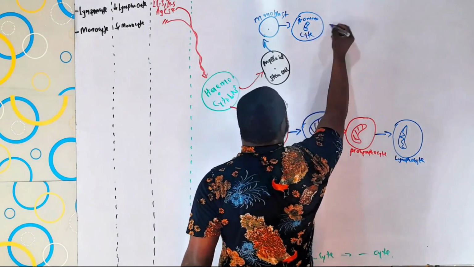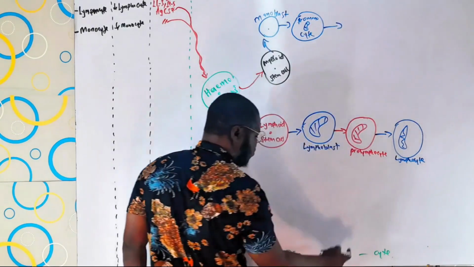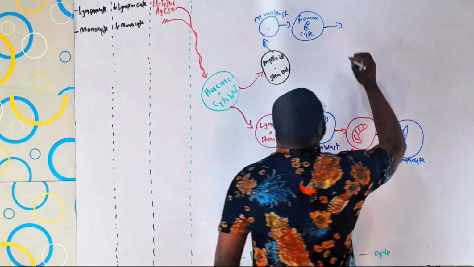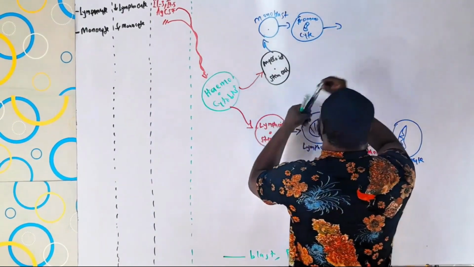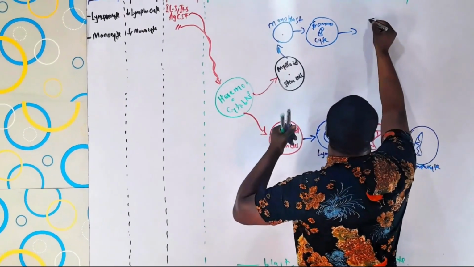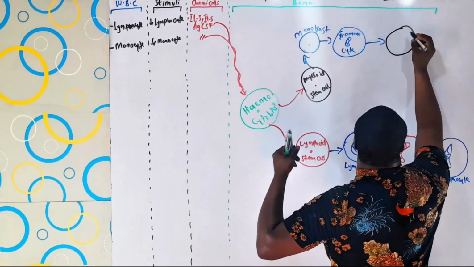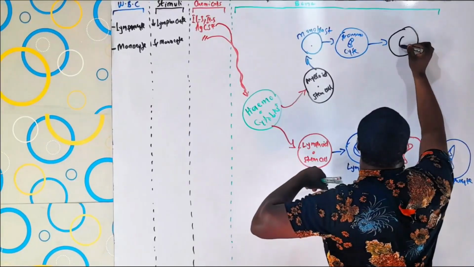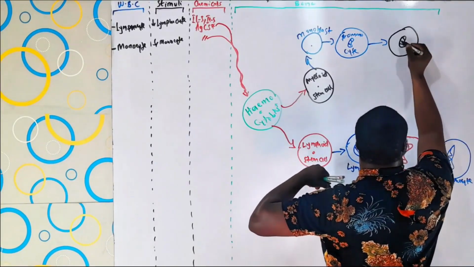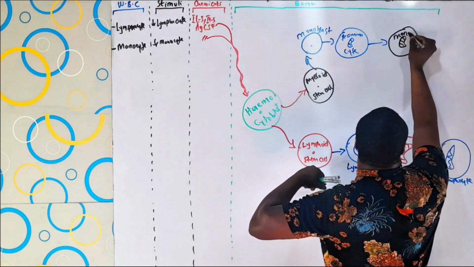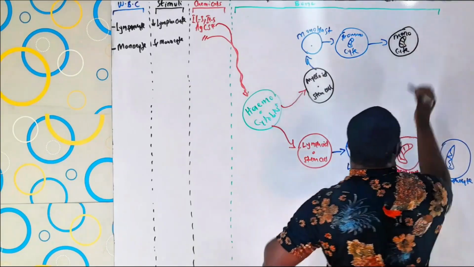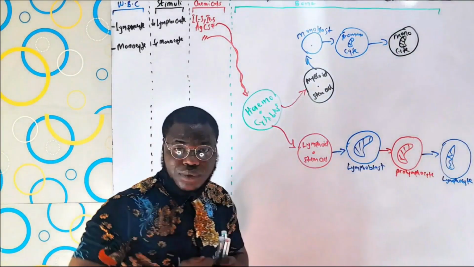Pro-monocyte. And from there, it's going to divide to form the last one, which is what now? Monocyte. So then, you have a new cell right here. And this is going to give you what? A monocyte. As simple as that, guys. We are done with that.